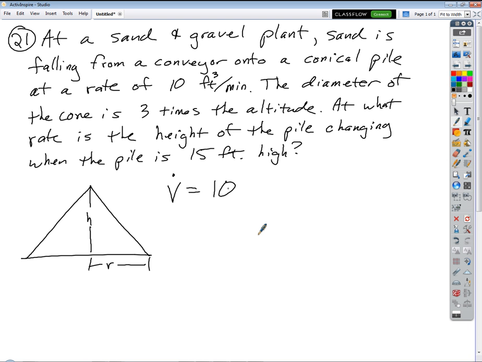What else do we know here? Well, we know the diameter of the cone is 3 times the altitude. That'll be useful to us, but that's not a quantity. That's not a snapshot value. The snapshot values are the values of either the rates or the quantities that are changing. So what else do they tell us? H is 15. And what are we trying to find? The rate of change of what? Height. So what's that going to be? H dot. Good. Then we're not given that much. So there's our stuff. Now what's next?